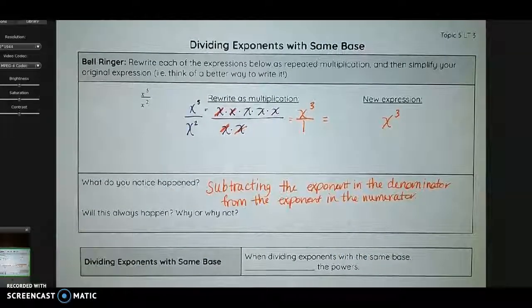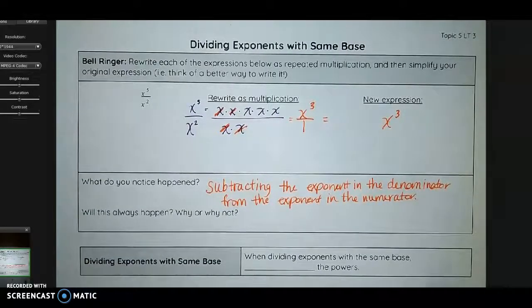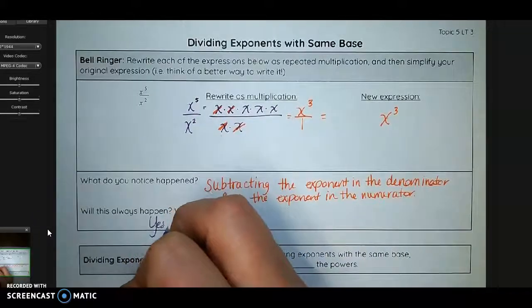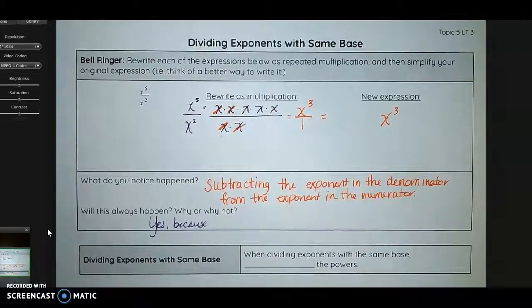And it says, will this always happen? And it will. It will always happen because when you are dividing exponents, it's like you're canceling out from a fraction.